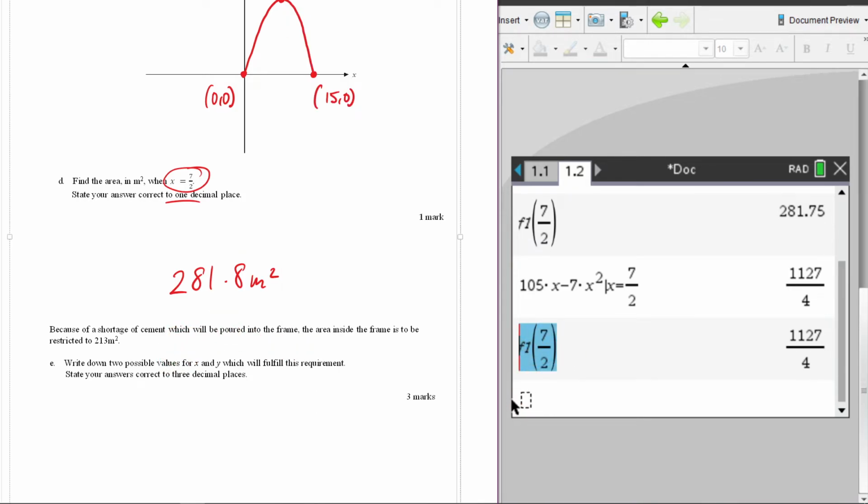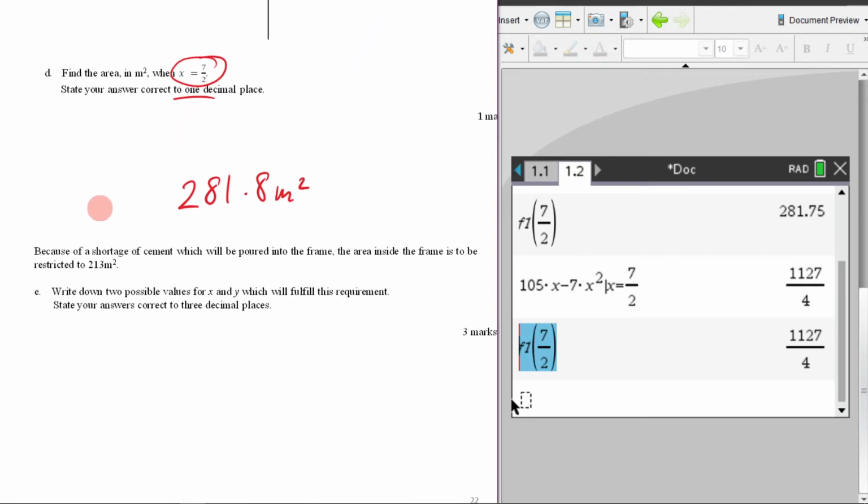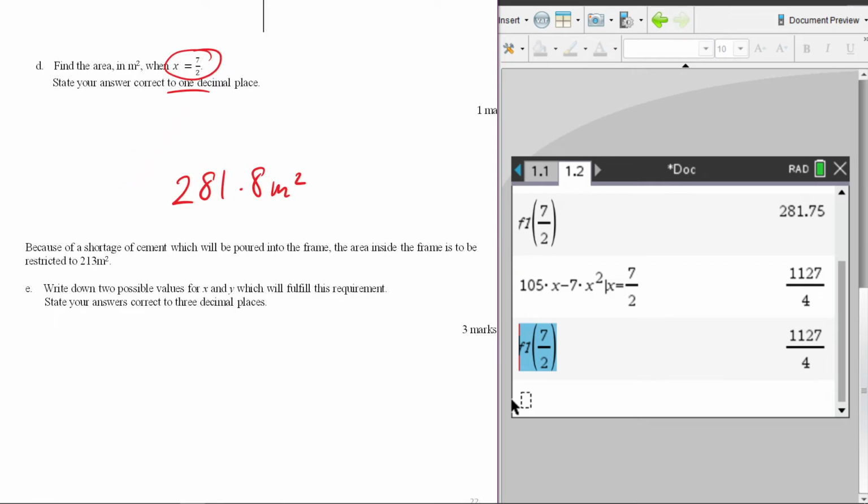All right, we continue on to our very last question here. And it says the following. Let's give it a read. Because of a shortage of cement, which will be poured into the frame, the area inside the frame is to be restricted to 213 meters squared. Write down the possible values of x and y, which will fulfill this requirement. State your answer correct to 3 decimal places.